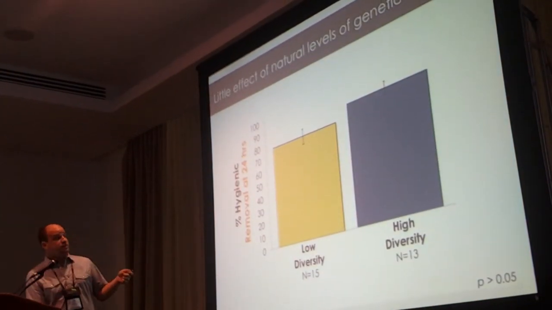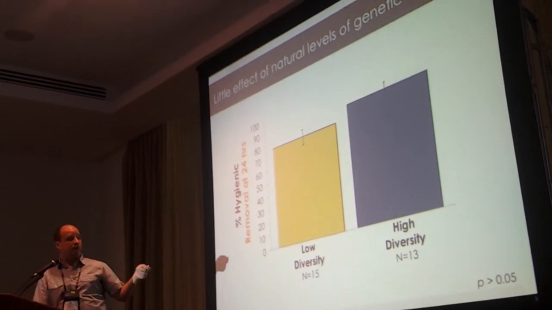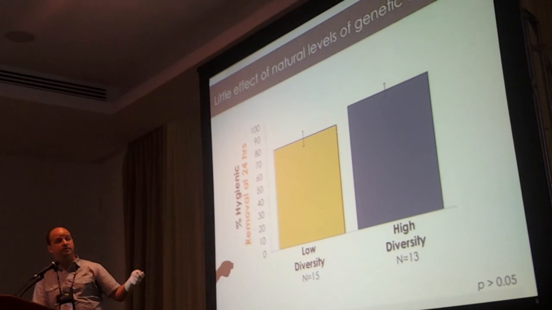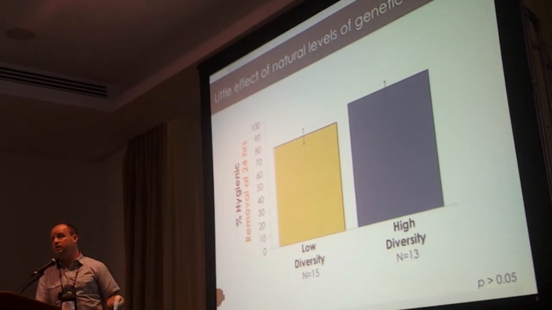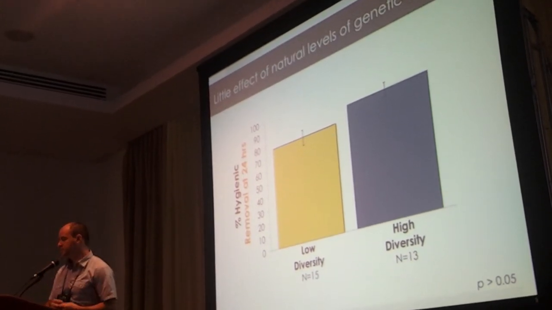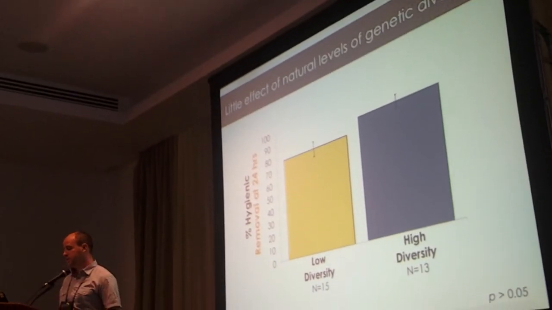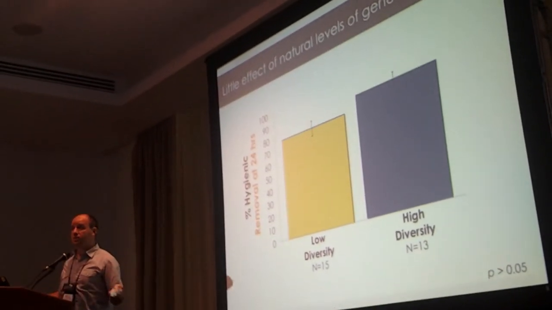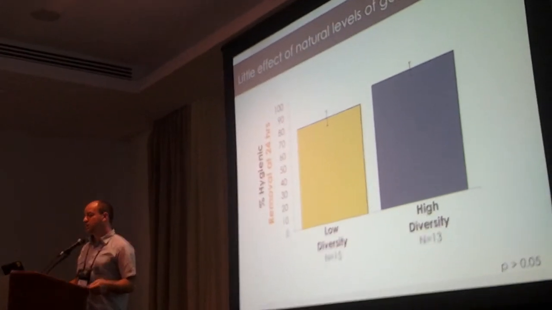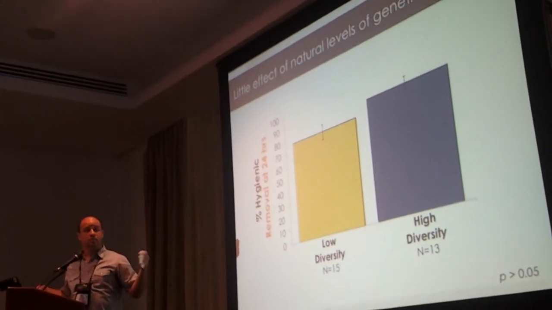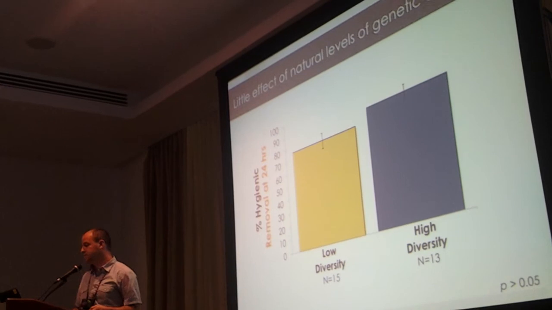So in terms of genetic diversity, here's the percent removal at 24 hours. We have the low diversity again, the high diversity. You can see there's no real strong difference here in terms of genetic diversity, again at these levels. And again, these are sister queens. Hygienic behavior is a multi-locus trait, so we probably need larger sample sizes and more diverse samples to get at this for sure.